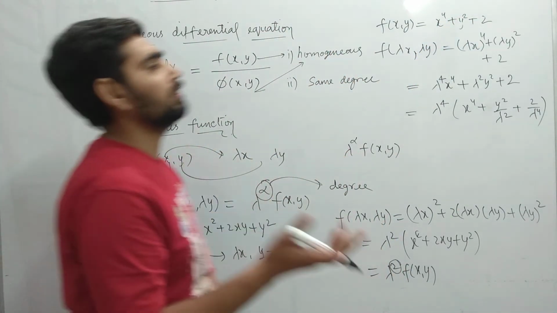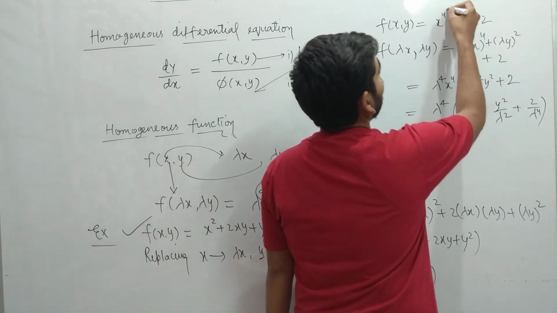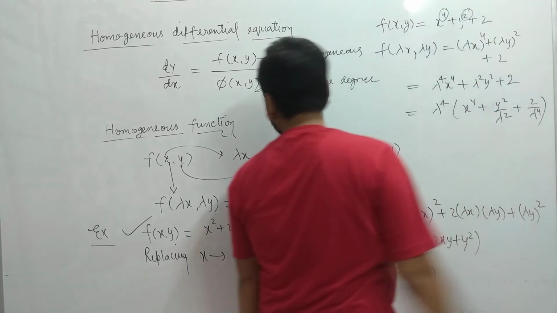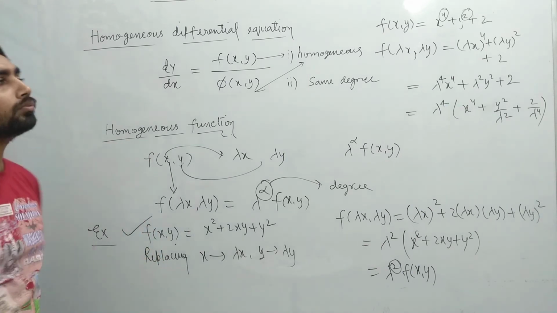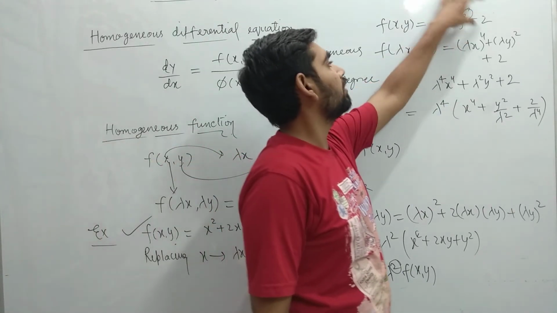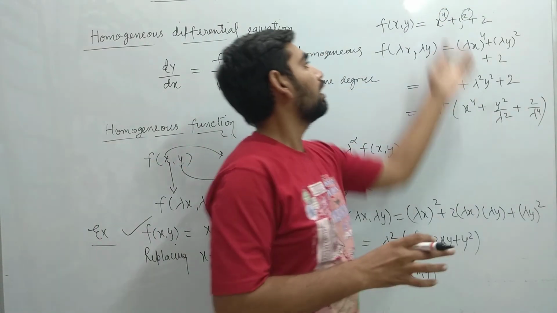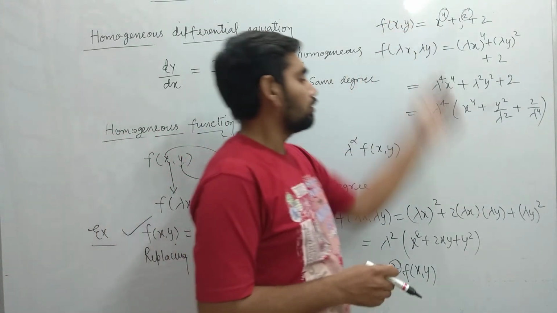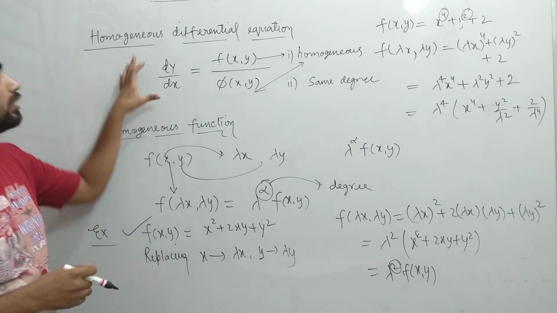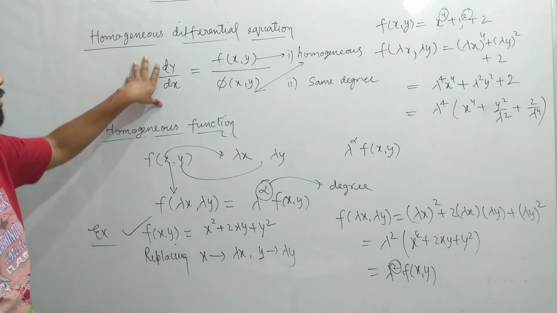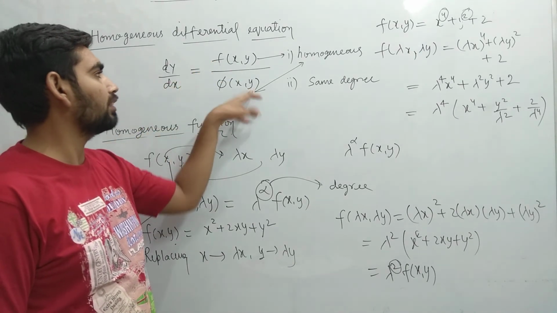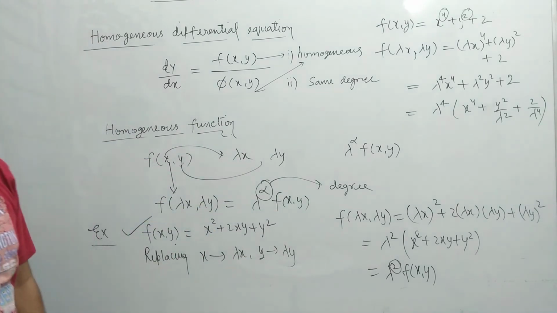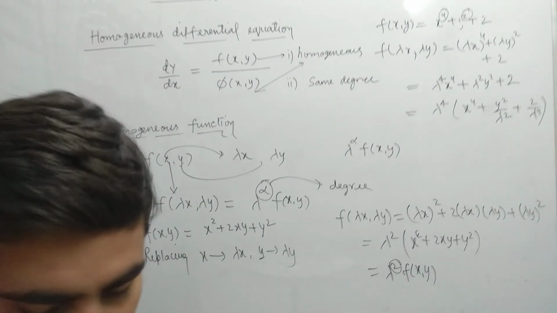Or you can directly see it, it is very simple. Here it has degree 4, degree 2 and degree 0. So we will see that there is variability in the terms having different degrees, so it is not a homogeneous function. So coming back to our differential equation, if the differential equation is of the form dy by dx equals f(x, y) upon phi(x, y), both the functions are homogeneous having the same degree, then this type of differential equation is known as a homogeneous differential equation.